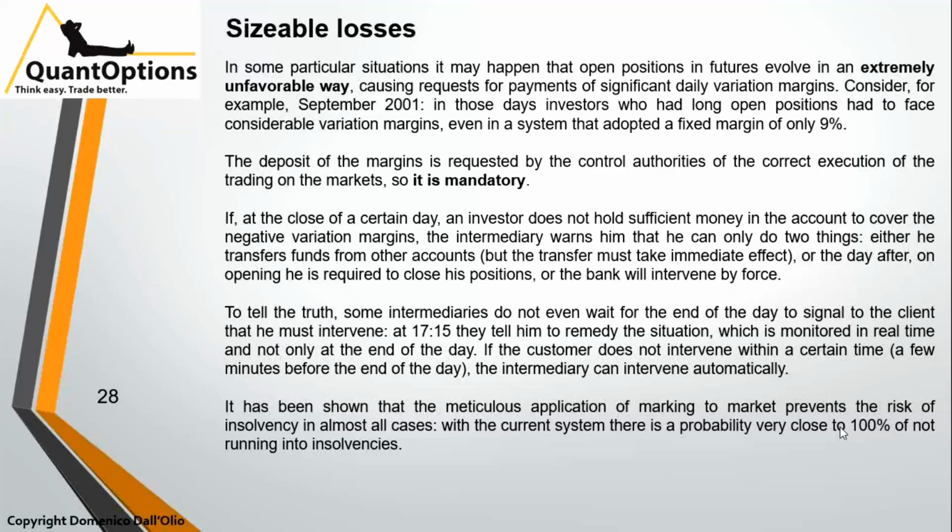They tell him to remedy the situation, which is monitored in real time and not only at the end of the day. If the customer does not intervene within a certain time, a few minutes before the end of the day, the intermediary can intervene automatically. It has been shown that the meticulous application of marking to market prevents the risk of insolvency in almost all cases. With the current system, there is a probability very close to 100% of not running into insolvencies. But of course, you have to apply the marking to market. Not all intermediaries do it properly, unfortunately.